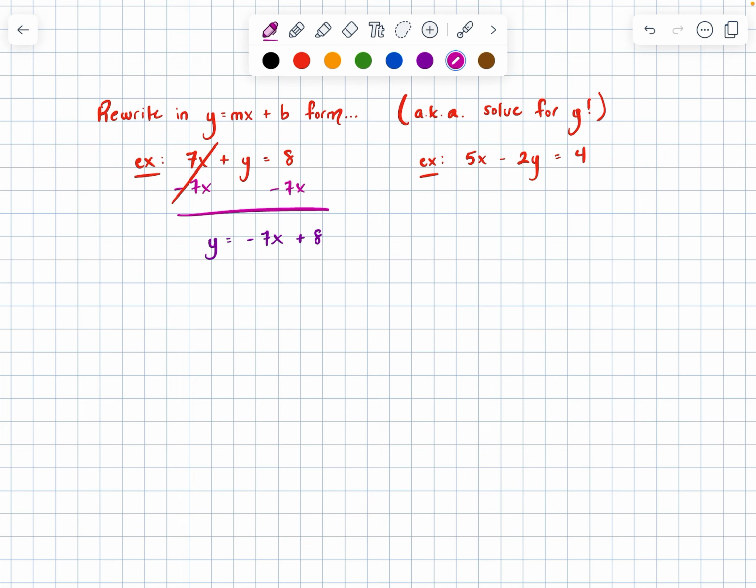5, 4, 3, 2, 1. Well, I need to get rid of the 5x. I need to get rid of the negative 2. If we follow our reverse order of operations, that 5x is going to be easier to eliminate first. So I'll subtract 5x from both sides.